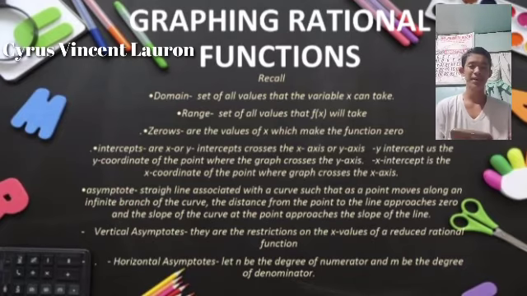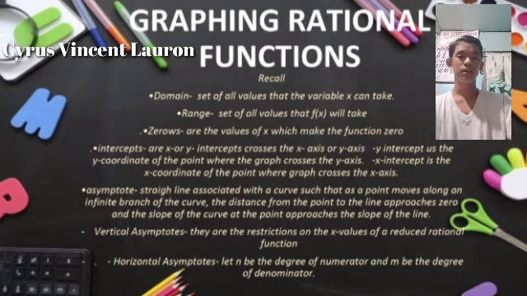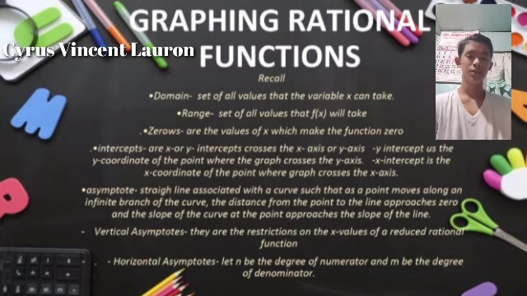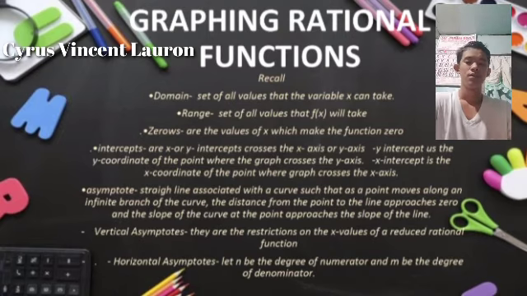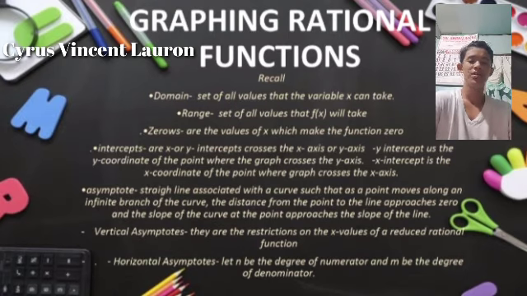Hello guys, my name is Harrison Sidlauron, and today I am going to report on graphing rational functions. And these are the properties of graphing rational functions. First is the domain. The domain of a function is the set of all values that the variable x can take. And the range of the function is the set of all values that f of x will take. The zeros of a function are the values of x which make the function zero.